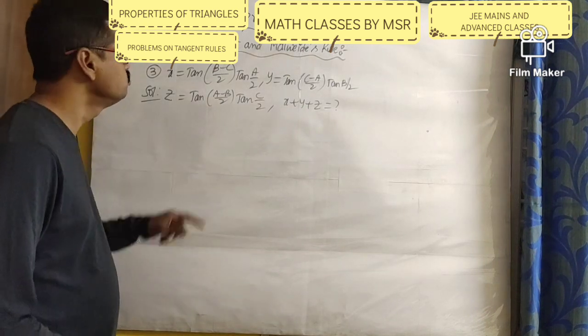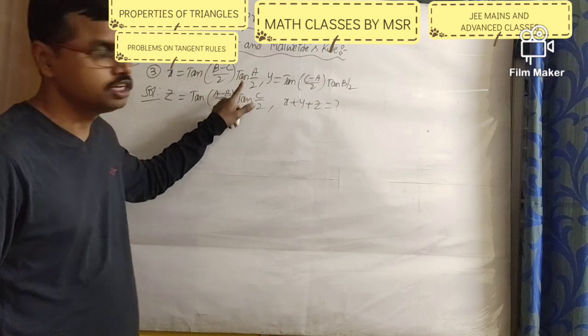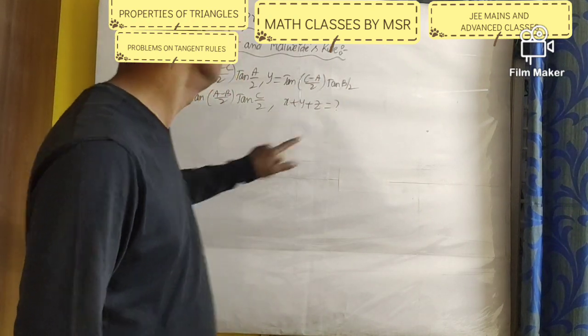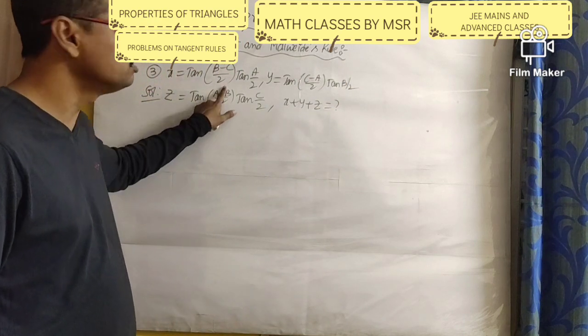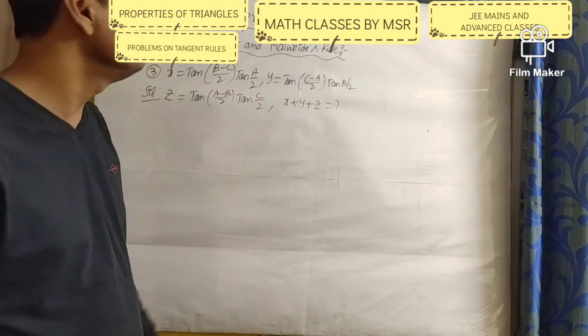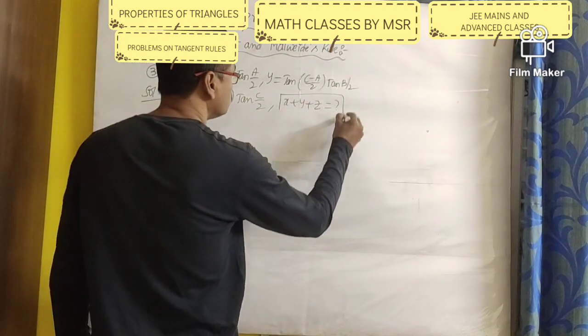Now listen to the third problem. They are given X is equal to tan((B minus C)/2) into tan(A/2), Y is equal to tan((C minus A)/2) into tan(B/2), Z is equal to tan((A minus B)/2) into tan(C/2). Then we have to find the value of X plus Y plus Z. So this value we have to calculate.